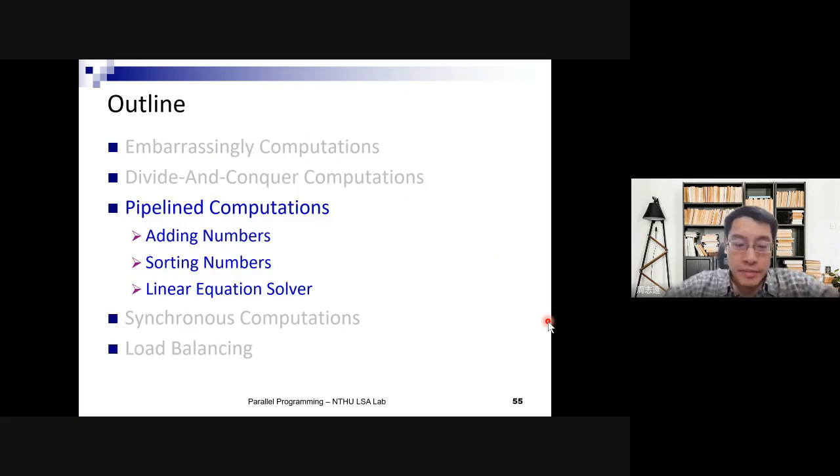So that's it for the divide and conquer computation. And in the next lecture, we will move on to the pipeline computations.